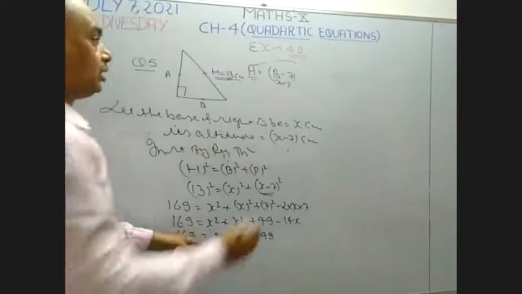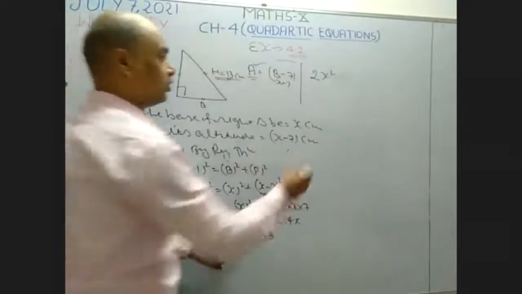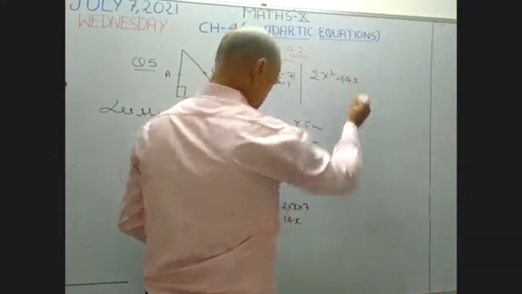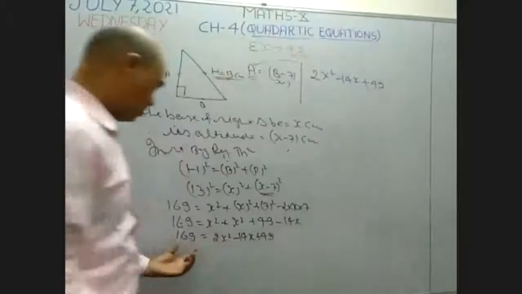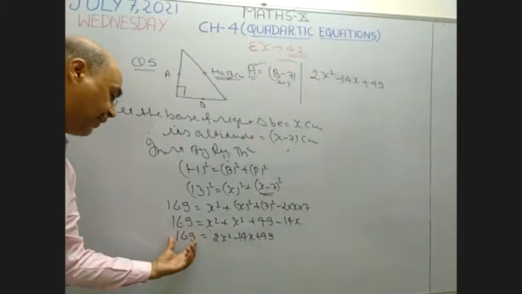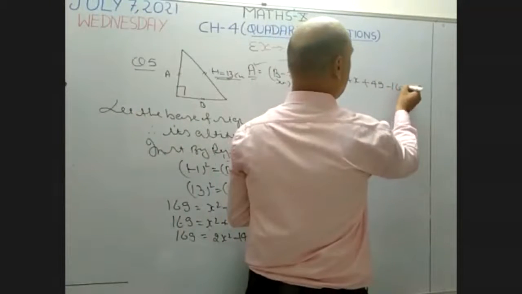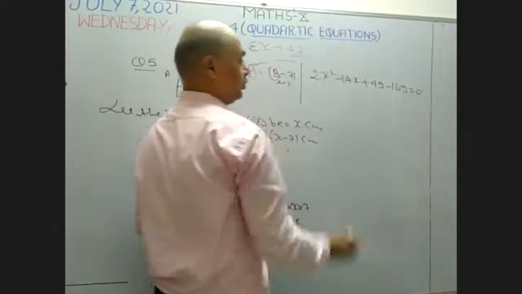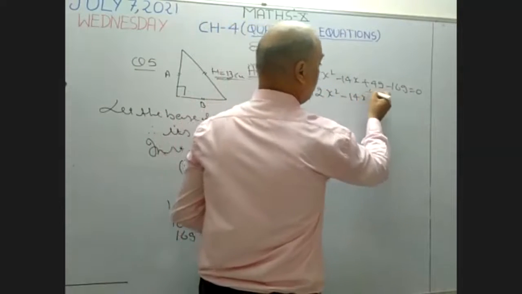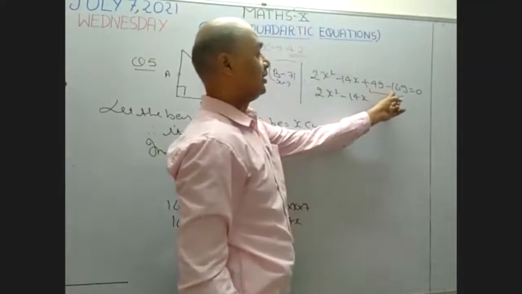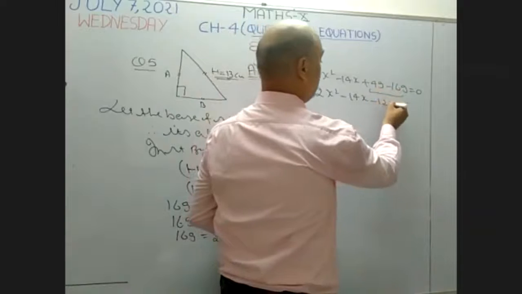Now see on the board. I write here 2x square minus 14x plus 49. I take this number 169 from left to right, so it is going to change the sign. Minus 169, what is left? Equal to 0. So this becomes 2x square minus 14x. When I subtract 49 from this number, only 120 is left, equal to 0.